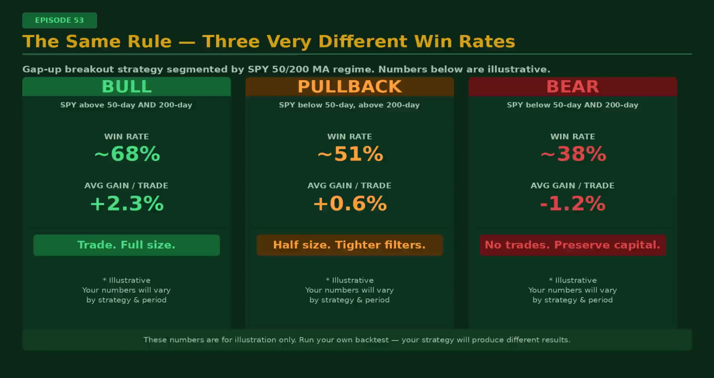The directional story is real. Momentum strategies consistently perform better when the broad market is trending up than when it is trending down. That is well documented across the literature, and you can verify it by running your own backtest. But your exact numbers will depend on your specific rule, your entry and exit criteria, and your time period. Do not trade based on these specific figures. Run your own backtest. I will show you the code to do that in a future episode.